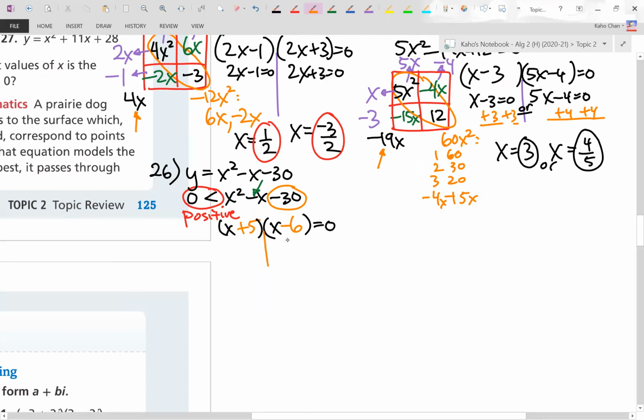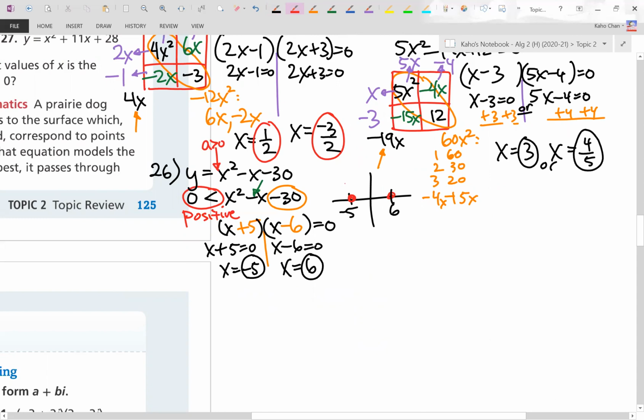So what this means is that when you solve this, x plus 5 equals 0 and x minus 6 equals 0, x equals negative 5. When you move it to the other side, x equals positive 6. What that means is that that's where it crosses the x-axis. Negative 5 and positive 6. This parabola opens up because I know your a value is positive. So there's some kind of parabola that looks like this. Question, where is it positive? Well, this portion is positive and that portion right there is positive. I just have to put it in with inequalities to explain where it is positive.